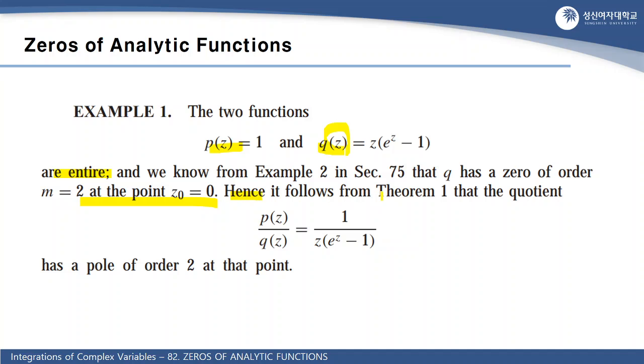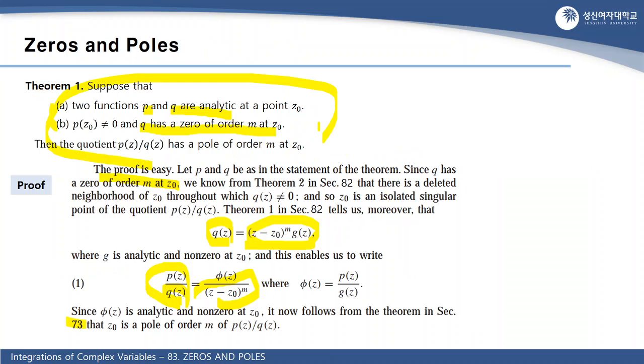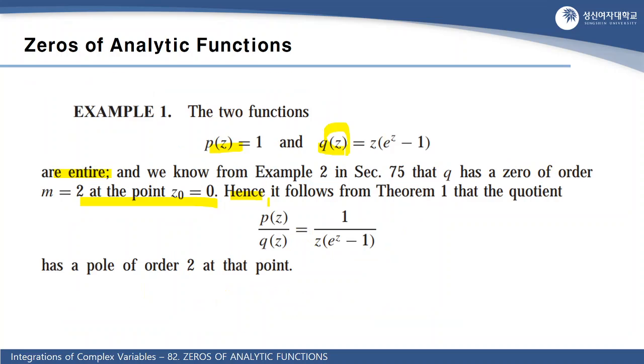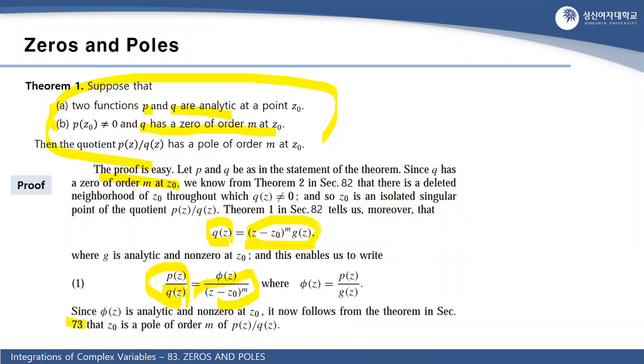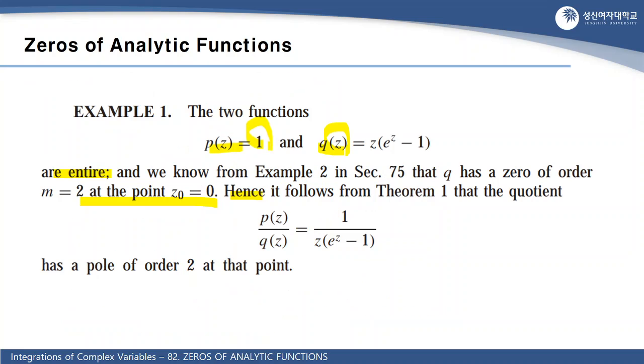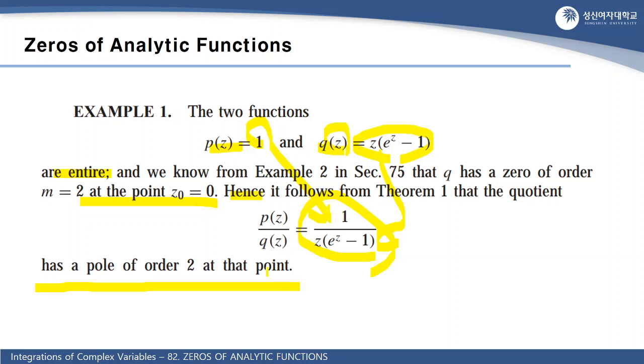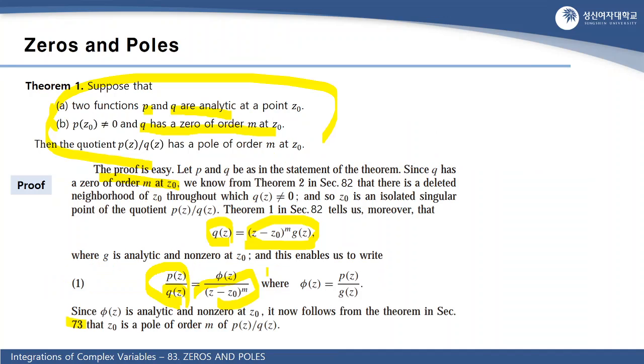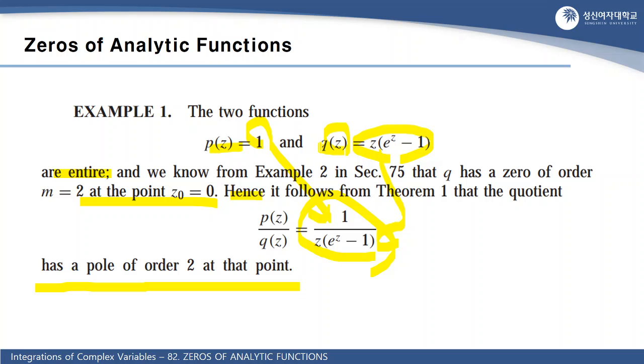Hence, it follows from theorem 1, just look at here. The quotient P of z divided by Q of z, where P of z is 1 and Q of z is z times e to the z minus 1, and we get this. It has a pole of order 2 at that point, which is the theorem. Okay. This is quite an easy example of applying theorem 1.